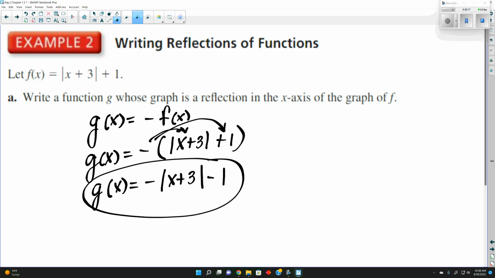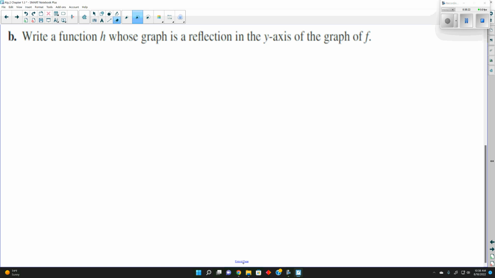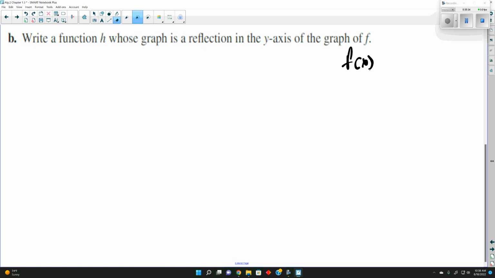Yes? Because this time, instead of reflecting it across the x-axis, we're reflecting it across the y-axis of the function absolute value of x plus 3 plus 1. So this time, h of x is equal to, so for the y-axis, we're talking about f of negative x. For the y-axis, what we're applying to this function is f of negative x, and that's how we're going to reflect it across the y-axis.